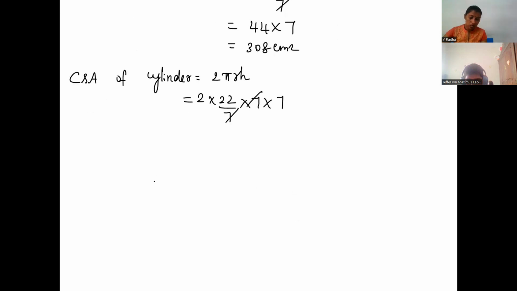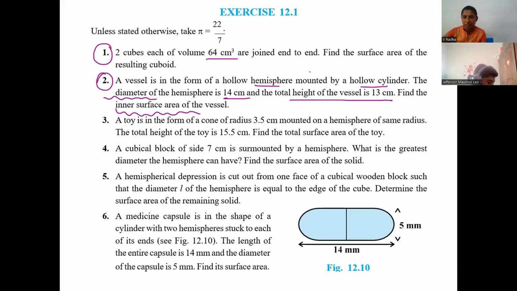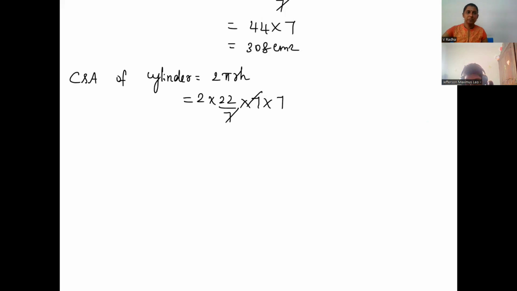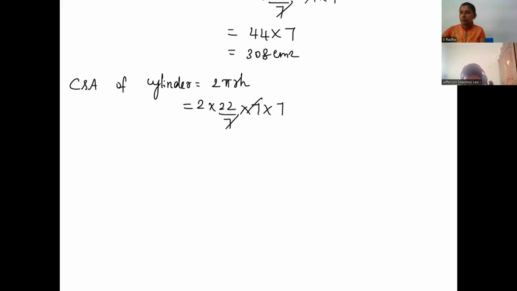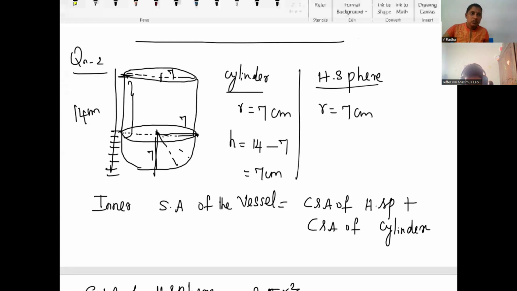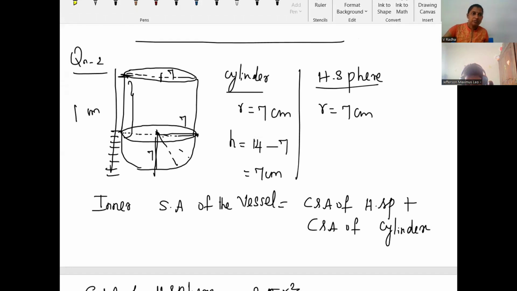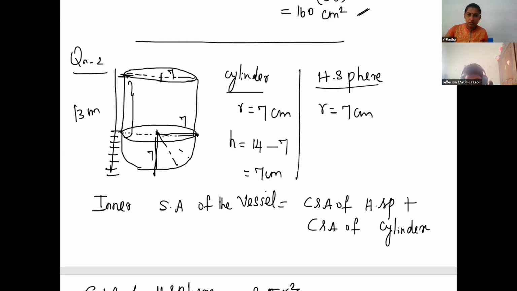Oh, we made a mistake in the total height. Total height is 13. See your book. Not 14. So 13 is the total height. Yes, ma'am. Height of the vessel is 13. On that place we made a mistake. It's not 14, that's 13. So 14 minus 7, here 6 will come up.